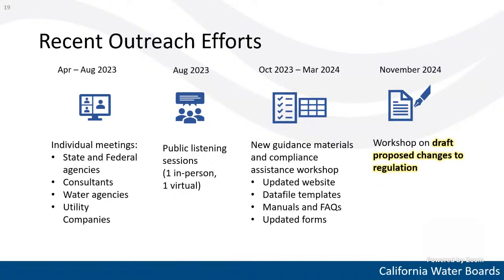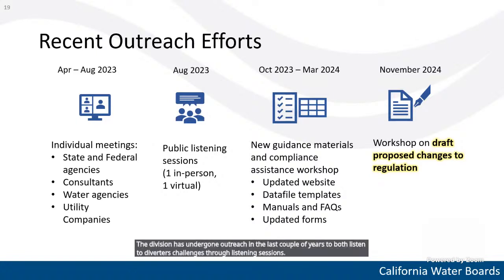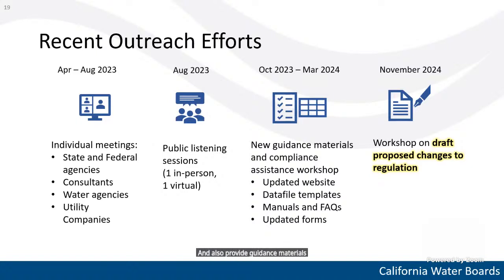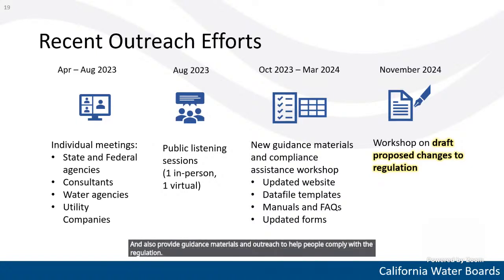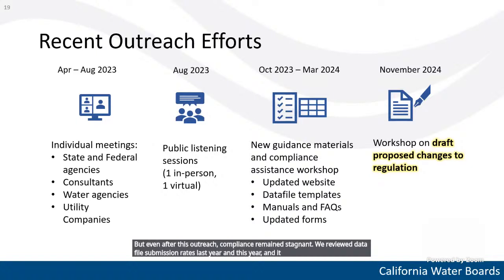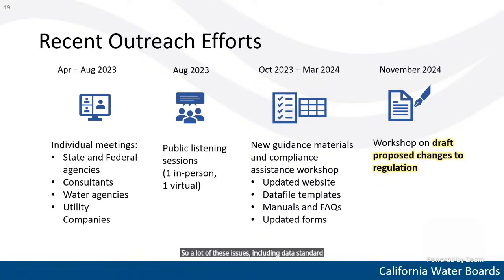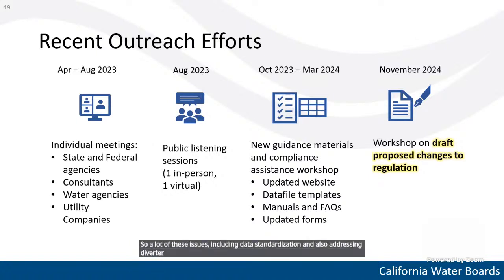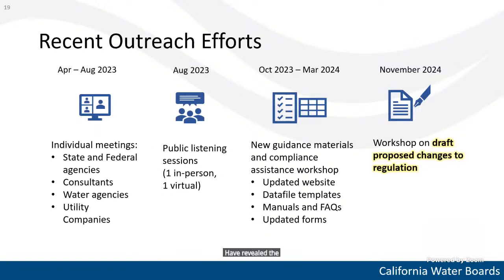To bridge these gaps in compliance and data variability, the division has undergone outreach in the last couple of years to both listen to diverters' challenges through listening sessions and also provide guidance materials and outreach to help people comply with the regulation. But even after this outreach, compliance remains stagnant. We reviewed data file submission rates last year and this year, and it's still around 20, 23%. So a lot of these issues, including data standardization and also addressing diverter confusion about the regulation, have revealed the need to update the regulation with a reg change.